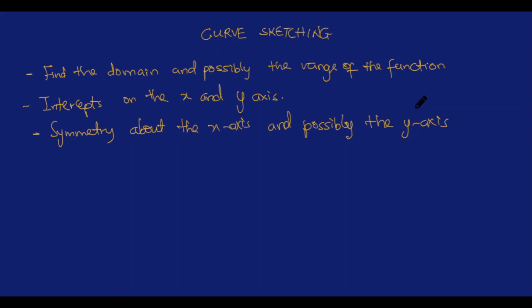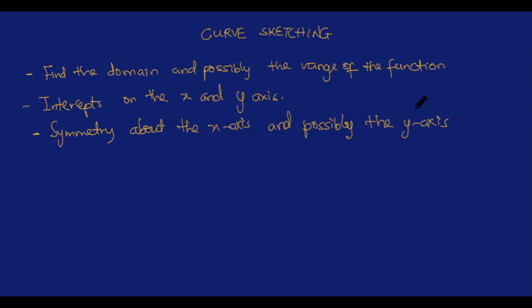So as regards the symmetry about the x-axis, what we are trying to do is to test for the evenness or oddness of the function. So if we have a function given to us and we test for the evenness or the oddness of the function, if we realize that the function is even, then it means f of x is equal to f of minus x. And that means it's going to be symmetrical about the x-axis. But if the function is odd, it is not going to be symmetrical about the x-axis.